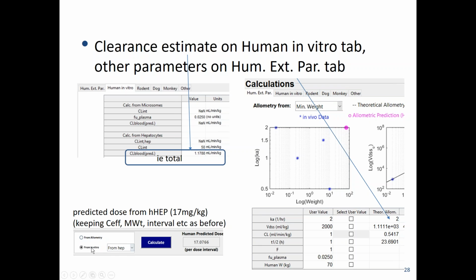So if you choose to do the calculation from in vitro and from hepatocytes, values for Ka and volume are still coming from this tab, and F, etc. Okay, and in this case, with this idealized data set, you get a value of 17 mg per kg rather than, I think it was 5 mg per kg based on the allometry. But you know, this is an idealized data set.